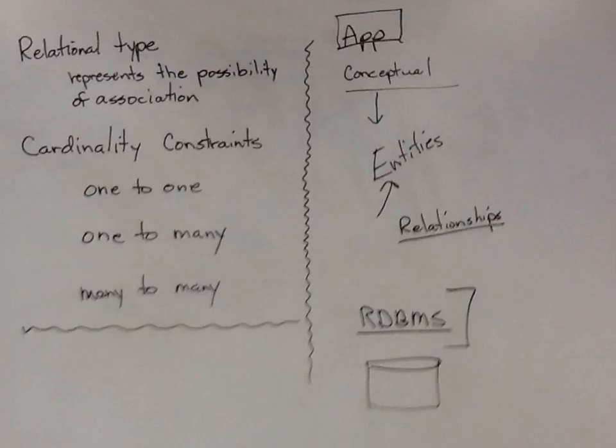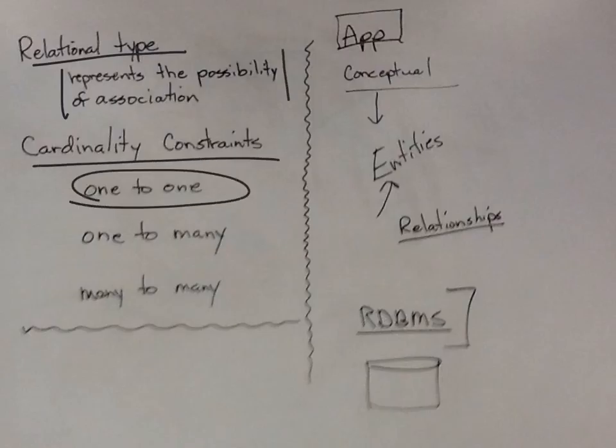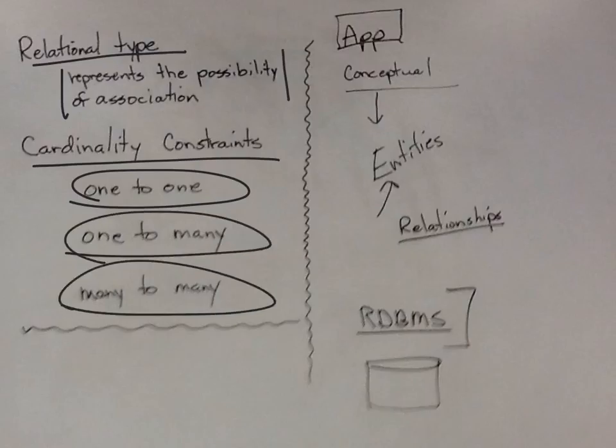Okay. We have a relational type, which represents the possibility of association. Okay. And the constraints. So we talked about it could be one-to-one, one-to-many, and many-to-many. This can become more detailed, but this is all the further we want to deal with right now.